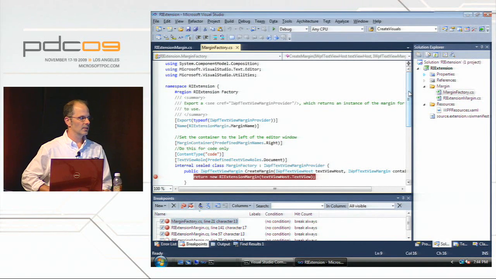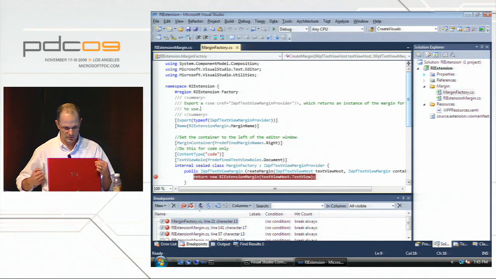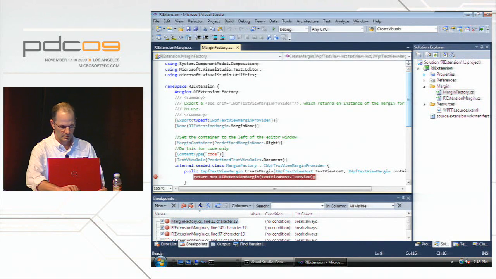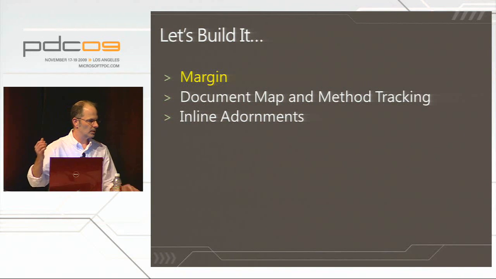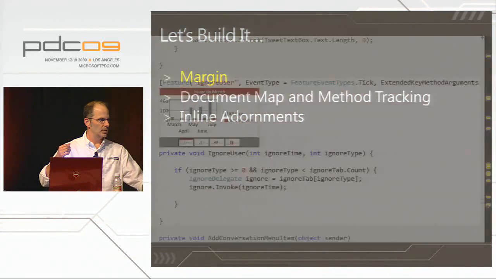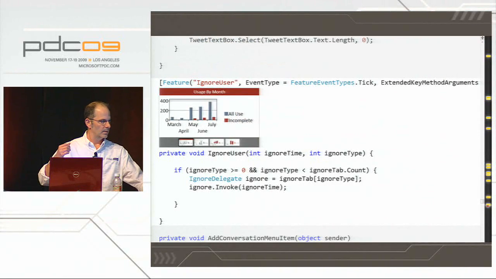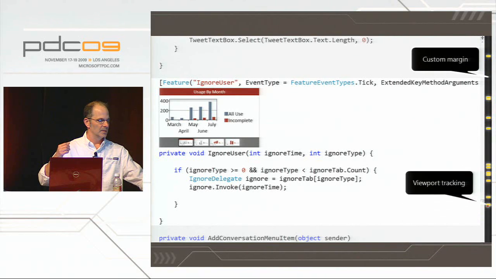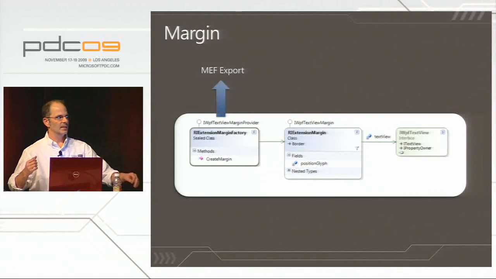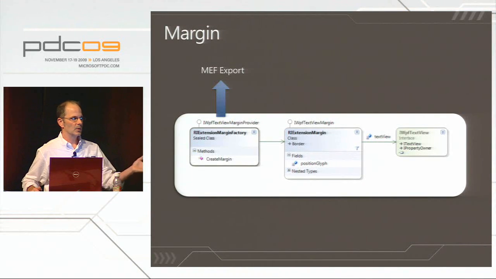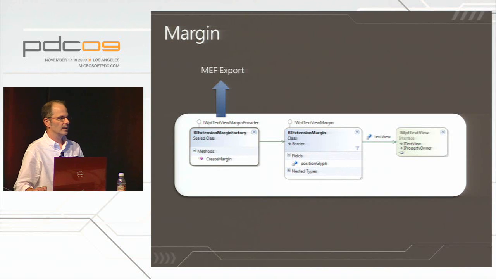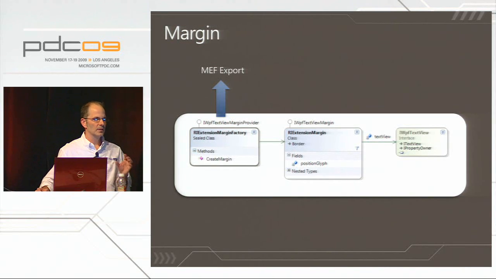This again is the margin demo, and I'm going to cut over to the slides real quick now that that's set up, and we will talk about some things I just told you. We're going to build the custom margin and the viewport tracking, and Gabe already told you about MEF, so I'm going to lead right in and say that in this particular demo, we're going to use MEF to export the IWPFTextViewMarginProvider.